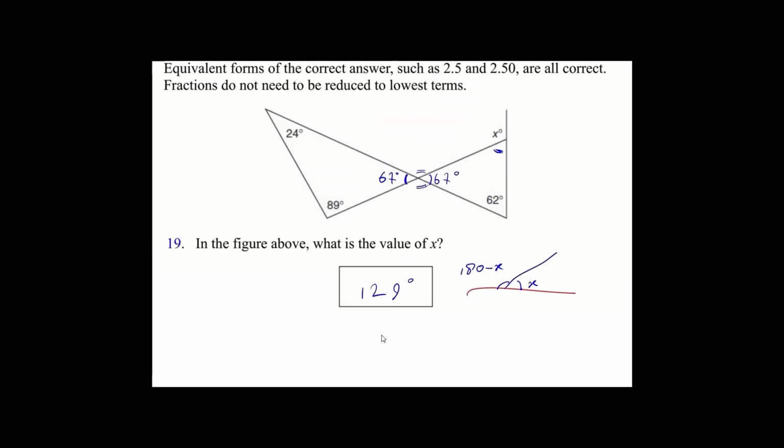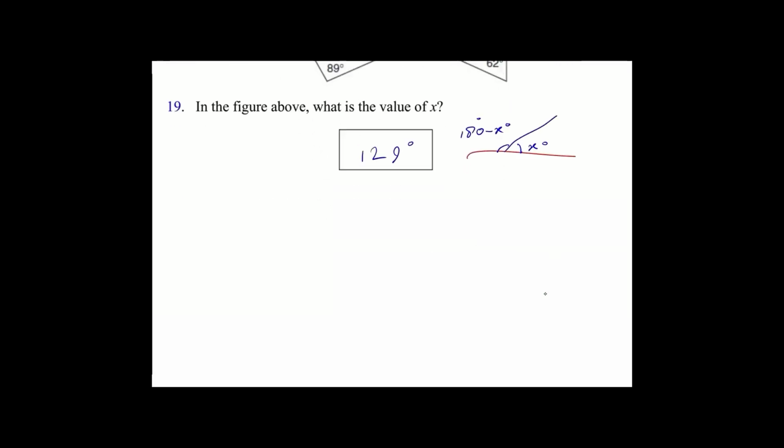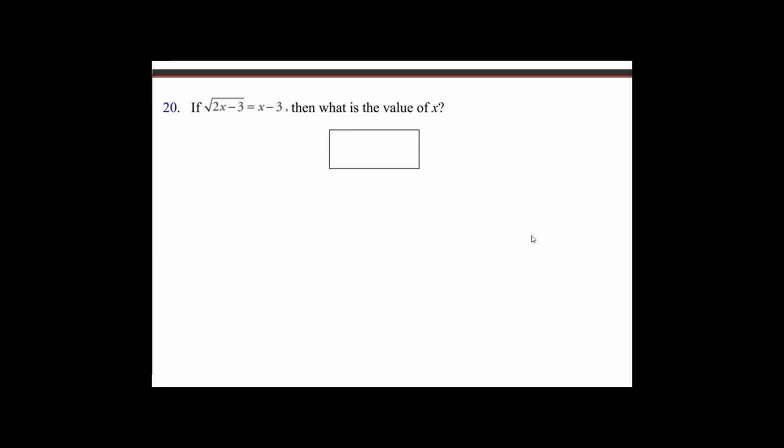You just needed to know a few things. In a triangle, the summation of degrees is 180. If two lines cross each other, these two angles are the same. Also, if you have a horizontal line and a line crosses it, the summation of these two angles should be 180. Let's move to the last question.